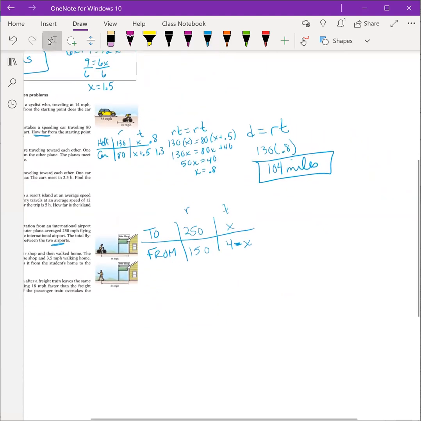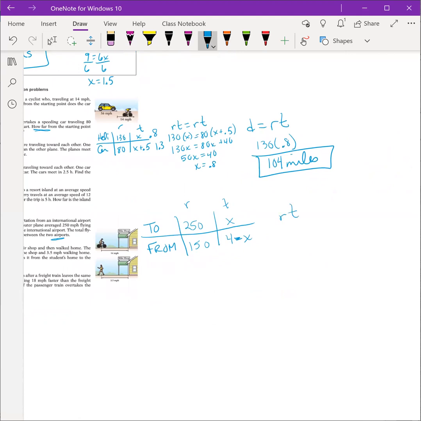So we're doing RT equals RT because our distance isn't changing. We're going to and from the same place. So 250X equals 150 times 4 minus X. 150 times 4 is 600 minus 150X. 400X equals 600, divided by 400. X equals 1.5. So it takes us 1.5 hours to get there, 2.5 to get home.